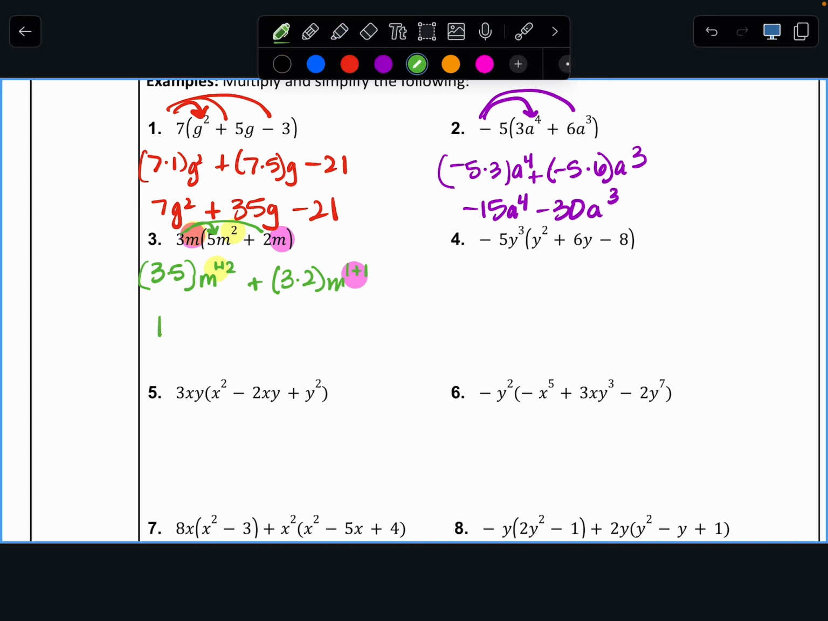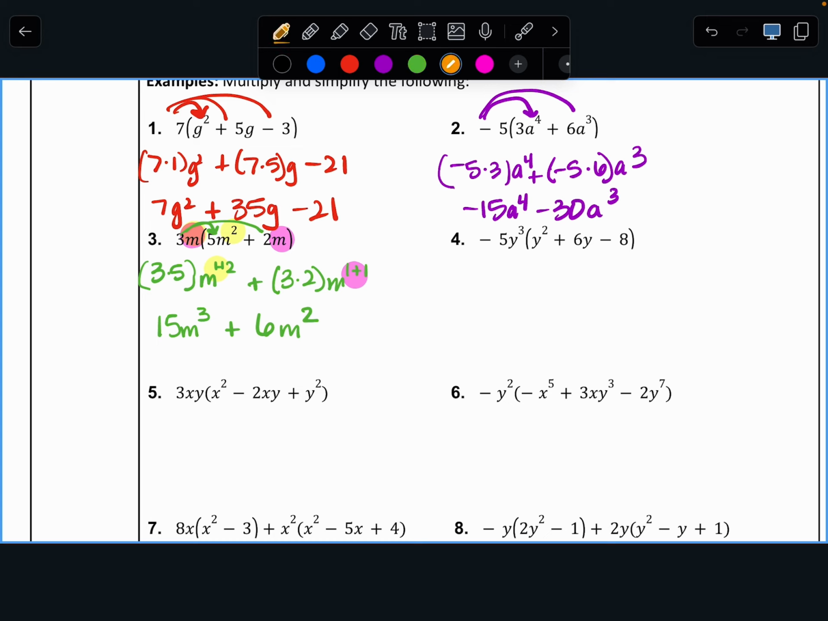So that then I write 15m^(1+2) is 3, plus 6m^(1+1) is 2. I'm just showing you and reminding you where you get your variables from, where you get your new exponents, how they change.